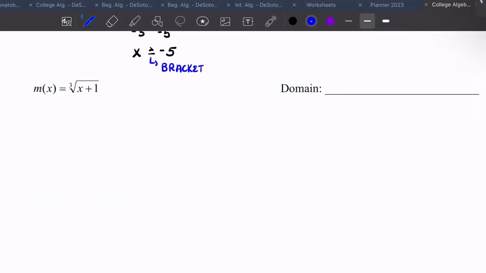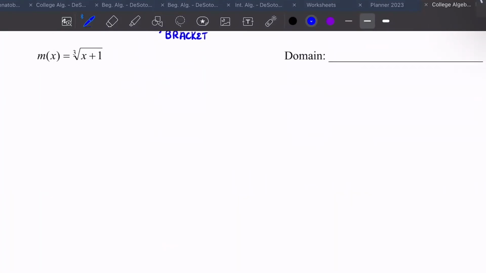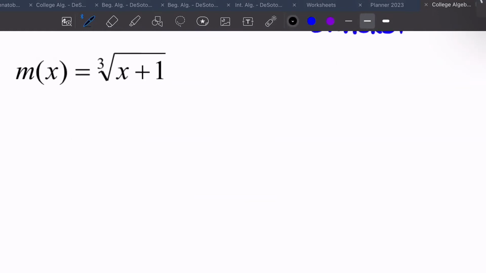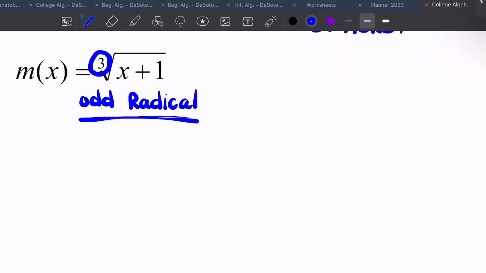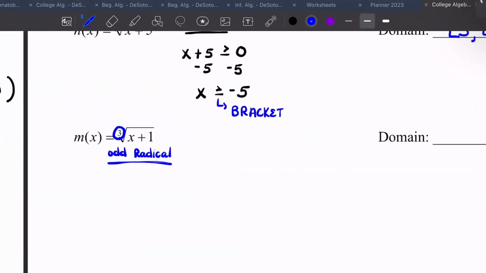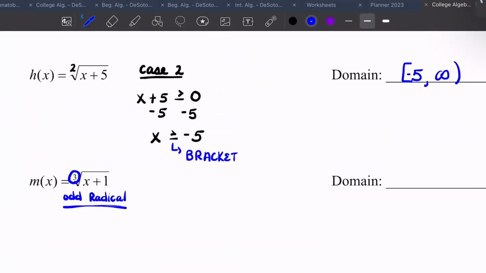All right, let's look at this one. M of x equals the cubed root of x plus 1. Okay, your first thought may be to set x plus 1 greater than or equal to 0, and I would say that you are not right, because this is an odd radical. I only have an issue with even radicals, right? This was the cubed root.